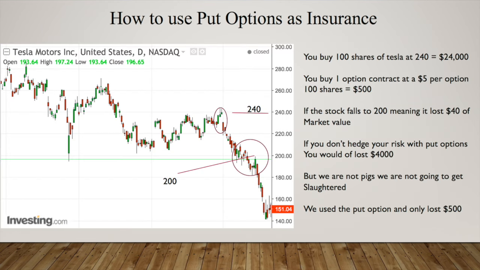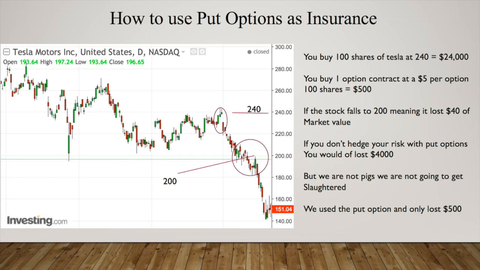Okay, so now we can use a real-life example of put options as insurance. Let's say you buy 100 shares of Tesla at a 240 market price. That means 100 shares times 240 equals $24,000. So right now you have in your account 100 shares of Tesla with a market value of $24,000. Now, the smart investors that we are, we buy one option contract to hedge our risk on the 100 shares we just bought of Tesla.